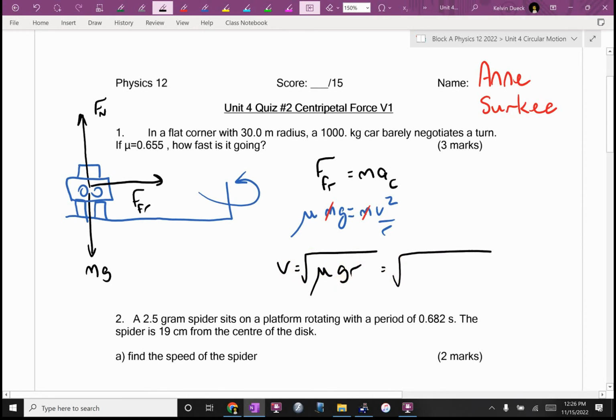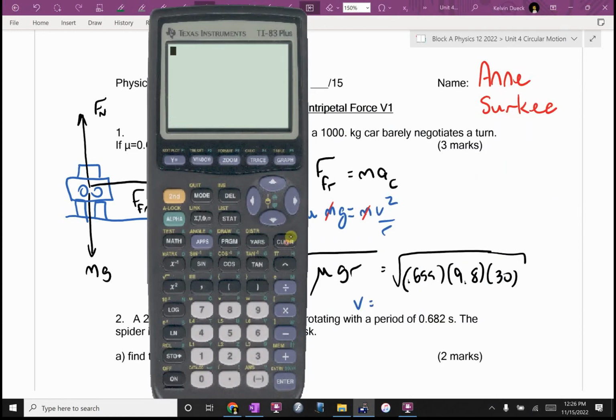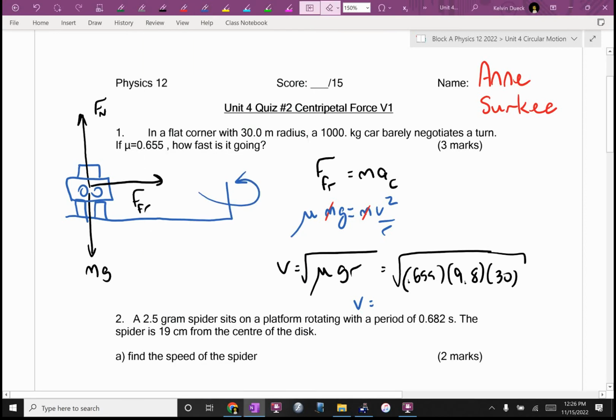The square root of, what's mu? I don't know what's mu with you. 0.655, good sticky tires. 9.8 times 30. v equals the square root of 0.655 times 9.8 times 30. 13.9, is that right? So if you got that, 3 out of 3.